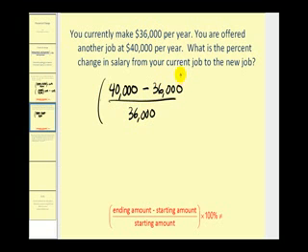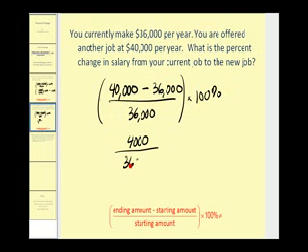We're going to take this and multiply by 100%. So again, this will give us a decimal, and this converts it to a percentage. So 40,000 minus 36,000 would be 4,000 divided by 36,000 times 100%. Again, let's just go ahead and use our calculator.